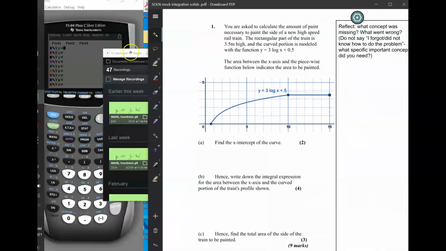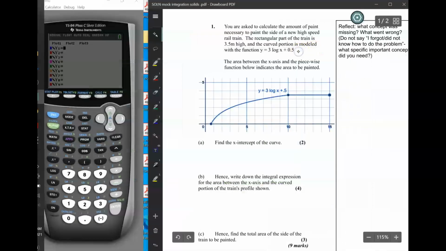This is the solution for the mock exam for integration and solids. You are asked to calculate the amount of paint necessary to paint the side of a new high-speed rail train. The rectangular part of the train is 3.5 meters high, and the curved portion is modeled with the function y equals 3 log x plus 0.5. The area between the x-axis and the piecewise function below indicates the area to be painted.